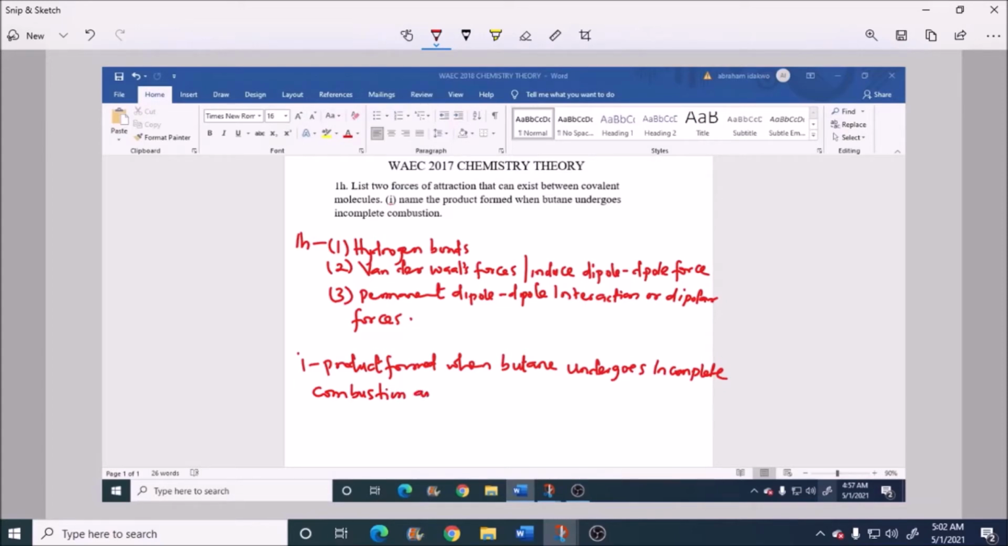The products are carbon(II) oxide. Then another product formed when butane undergoes incomplete combustion is water. So these are the two products formed when butane undergoes incomplete combustion. So we have just answered question 1H Roman figure 1 of WAEC 2017 chemistry theory.